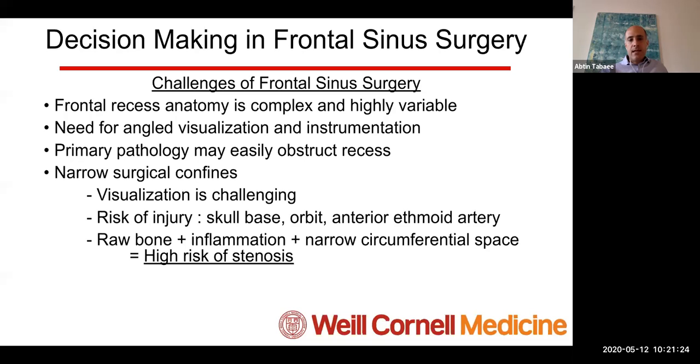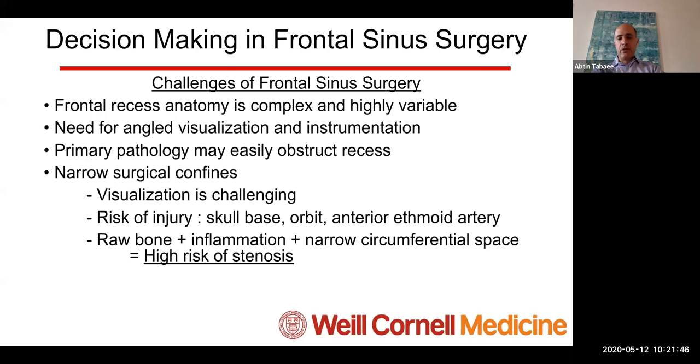Part of this complexity has to do with the angulation needed to look into the frontal recess. You have to use angled scopes, and then to instrument the area, you also need angled instrumentation. This is an important point for those going through training: the learning curve for sinus surgery isn't necessarily a straight line or a single curve.